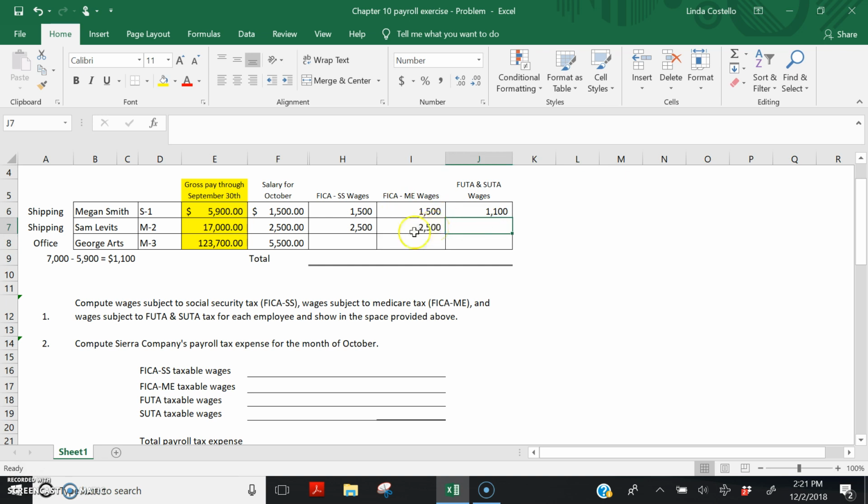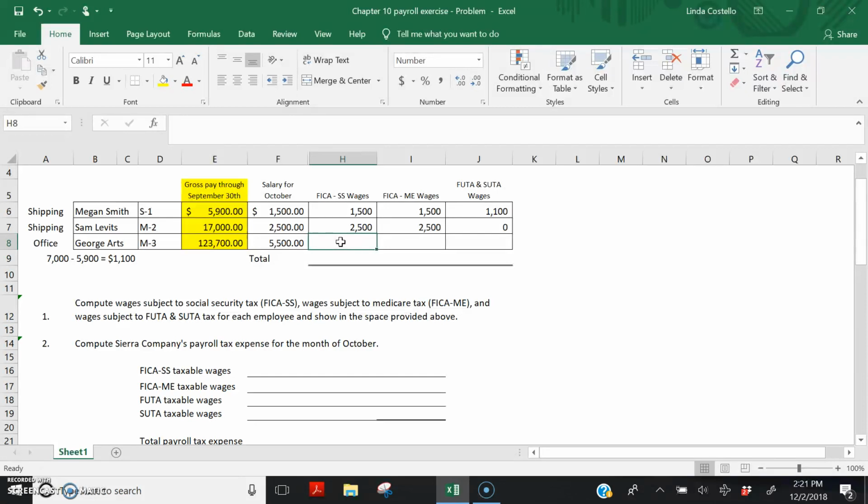Before October, Sam had already earned $17,000 in gross wages. This is in excess of the FUTA and SUTA wage base of $7,000. Accordingly, all FUTA and SUTA taxes have already been paid for Sam, and all of his October wages are exempt from FUTA and SUTA tax. So put 0 in the FUTA and SUTA wages column for Sam.